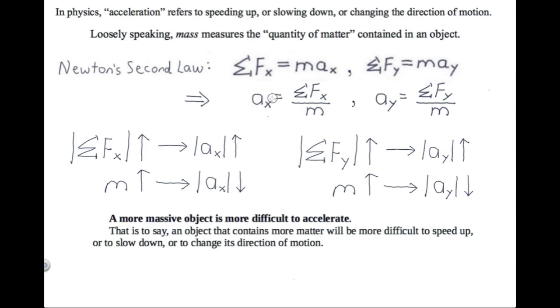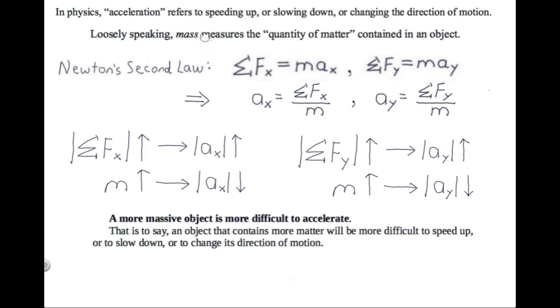By the way, I'm referring to magnitudes here in order to avoid the complications that arise when the components are negative. So again, these formulas tell us that increasing the magnitude of the net force will increase the magnitude of the acceleration. Now, what about the mass?